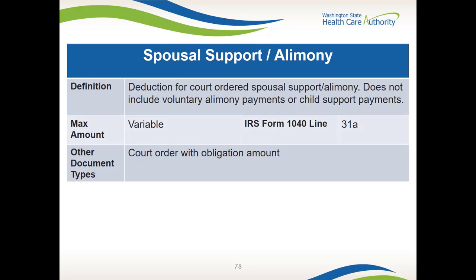Spousal support. This deduction is for court-ordered spousal support or alimony. It does not include voluntary alimony payments or child support payments. Currently, the deduction amount for alimony is variable.